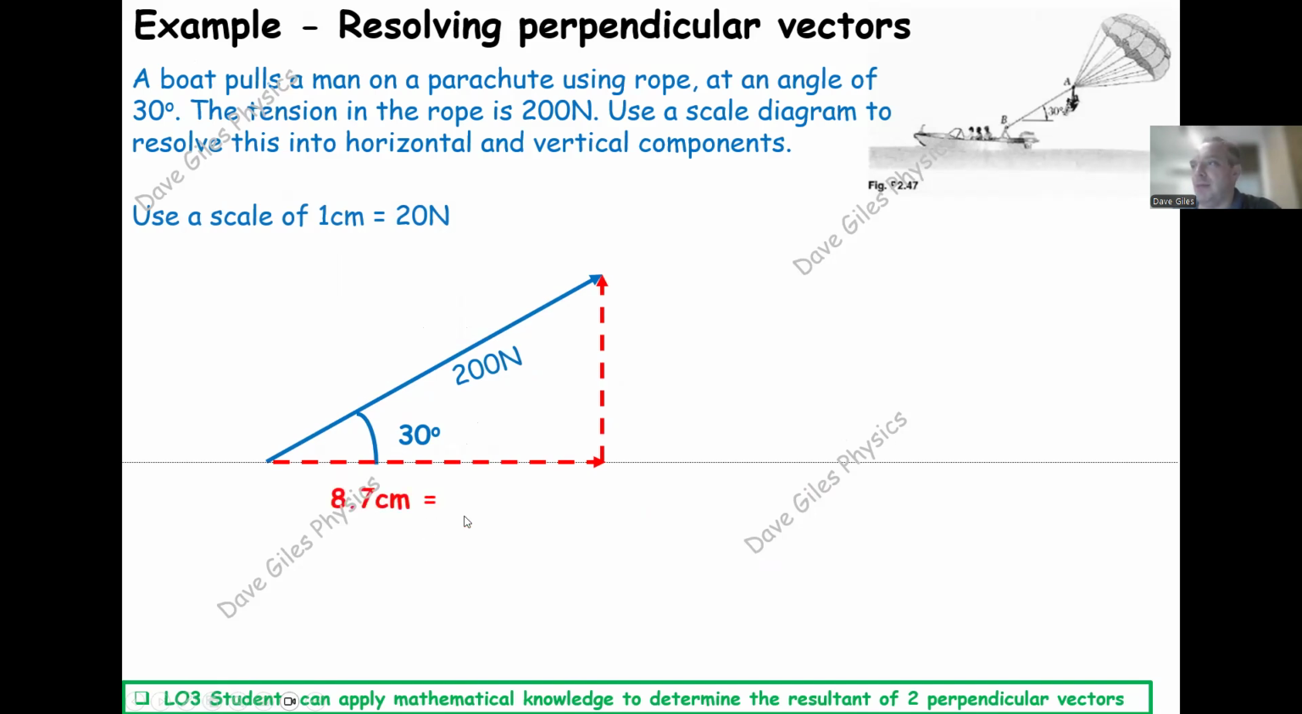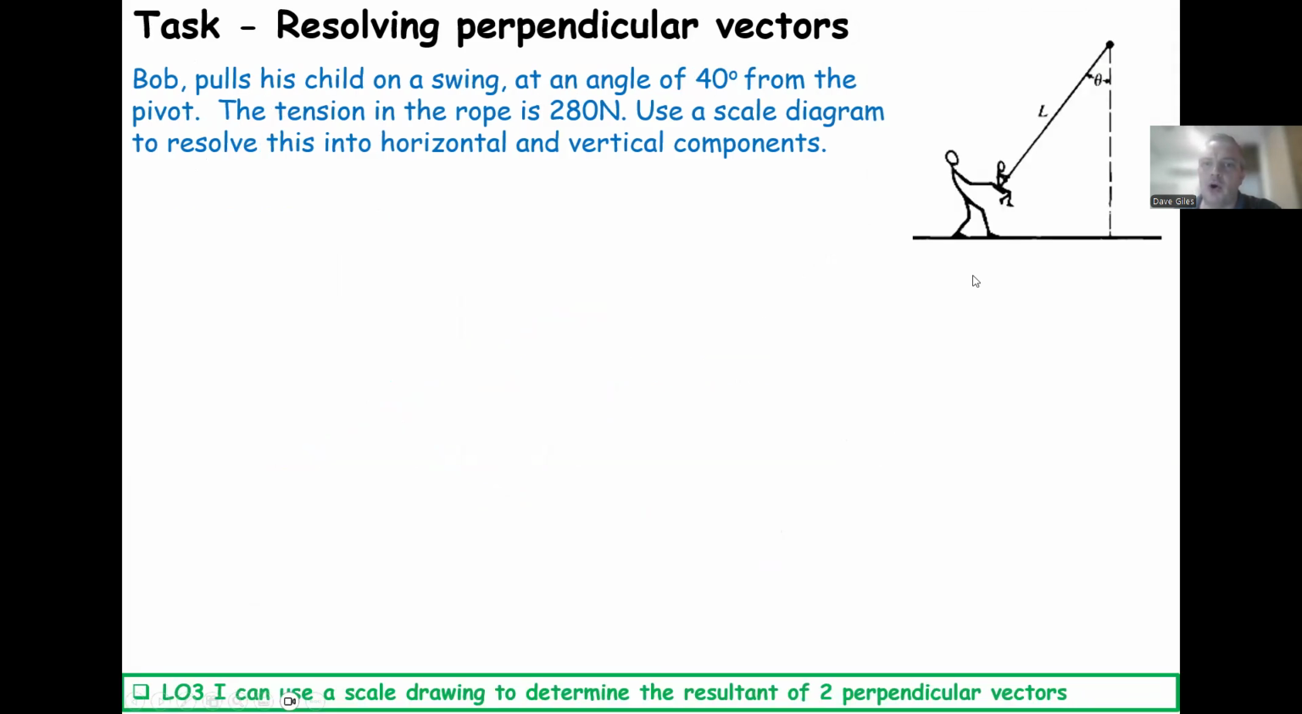When you measure it, I get mine to be 8.7 centimeters, which roughly corresponds to 174 newtons. So in a question like this, you'd probably have a range in your answer of somewhere between 170 and 180 approximately. And for this one here, I get 5 centimeters, which is 100 newtons. So again, you'd probably have a range of around 95 to 105 newtons as your vertical component. Okay, so that's one that I've worked through with you. Here's one for you to try yourself. Okay, pause it, and I'll go through it in a moment.